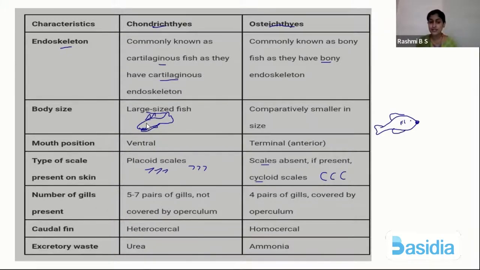In case of chondrichthyes, gill slits are present, 5 to 7 pairs of gill slits, and they are not covered by any operculum. Operculum means a protective layer, okay? So they are not covered by a protective layer. But in osteichthyes, 4 pairs of gill slits are present, and the gill slits are covered by a protective layer called operculum.